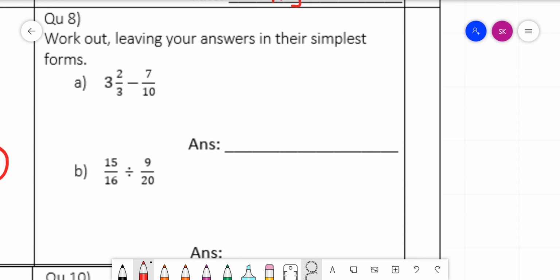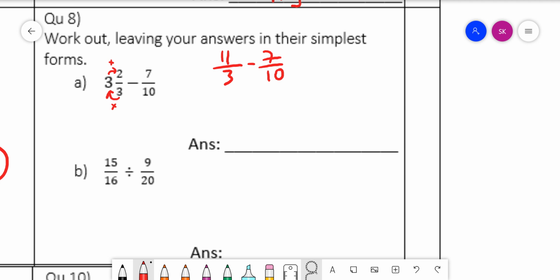Question 8. Work out, leaving your answers in their simplest forms, 3 2/3 minus 7 over 10. So first of all, I'm going to convert the first fraction to an improper fraction. 3 times 3, which is 9, plus 2, which is 11. The denominator stays the same.